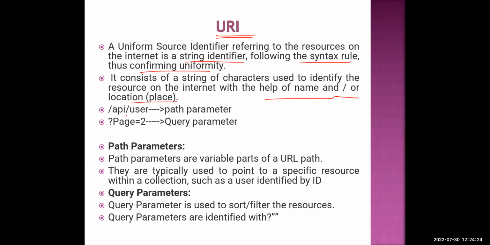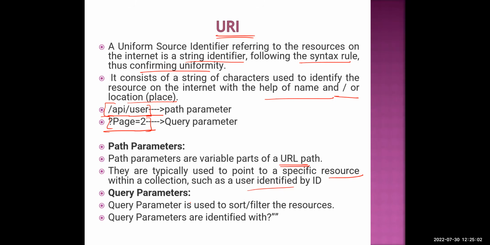So whatever you are able to observe here, slash API user, question mark page 2. See, this kind of parameter is called path, and whenever you see the question mark, it is called query parameter. So path parameters are variable parts of the URL path only. They are typically used to point to a specific resource, correct? So from where you are getting this information, right? That resource we can simply capture here. So whenever you are passing any request, you can pass resource also, and then you will be able to see that response. So within a collection, such as any user identifier or user identified by ID, correct?